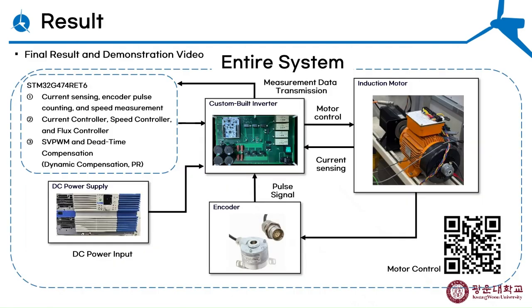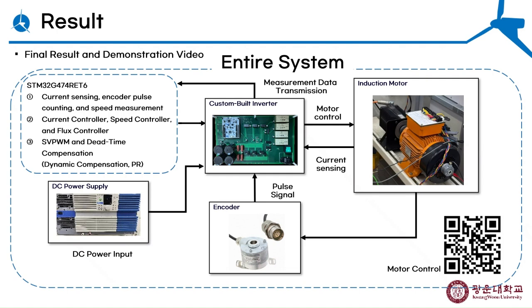Here's the overall system block diagram. The MCU performs real-time vector control with dead time compensation, generating PWM signals for the inverter. The inverter converts DC link voltage to AC to drive the motor. Speed and 3-phase currents are measured and fed back to the MCU, enabling precise closed-loop control.